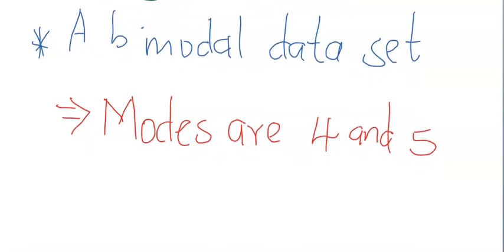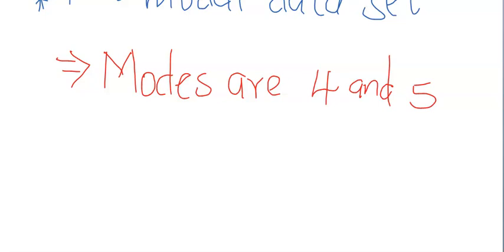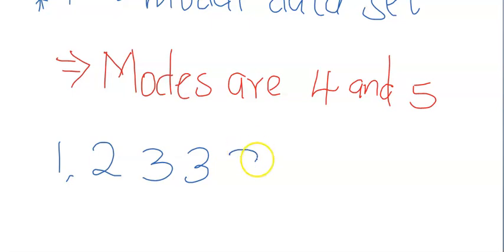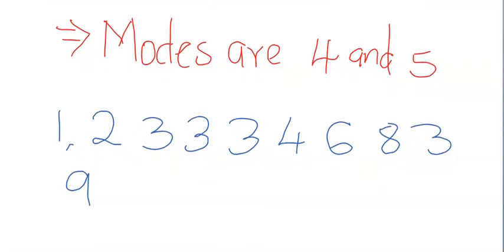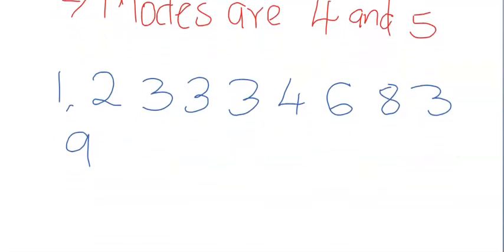Another example, maybe we can look at this. So we have this data set. We have 1, 2, 3, 3, 3, 4, 6, 8, 3, 9.